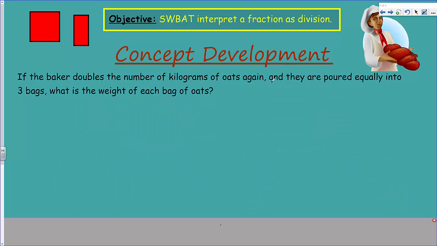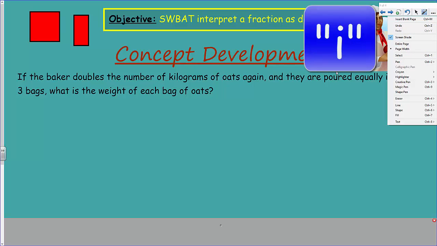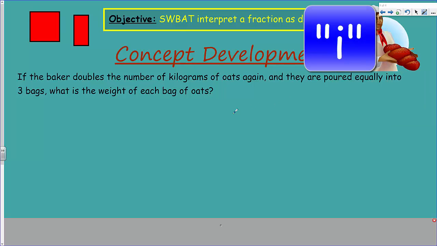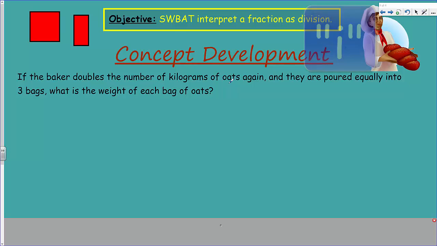And if you look here, we're going to do it again. So that means that 8 is going to turn into number 16. All right, let's just do that. And let's, I kind of like purple. 8, so double that. That's 16 kilograms.